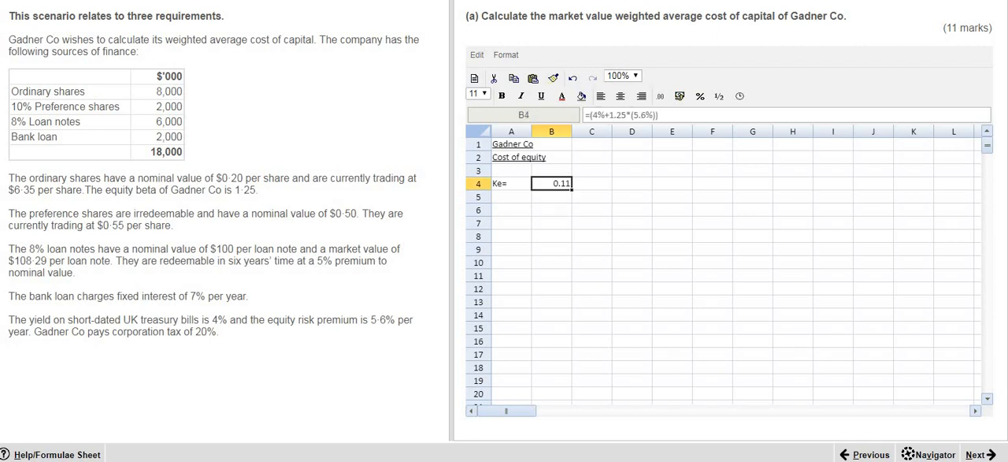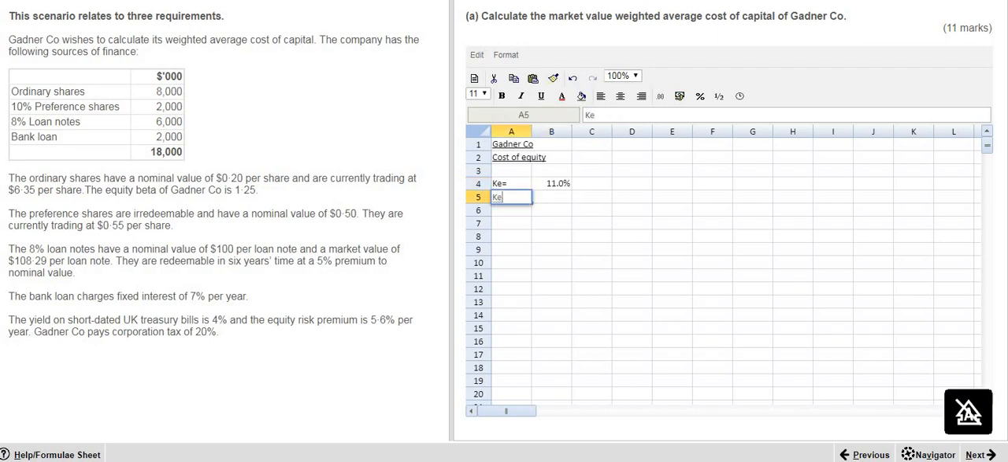Now if I don't put this in percentage, you can come here and say you want to make your answers 1 decimal place or 2 decimal places. Very easy. At the same time, when the examiner clicks the cell, it sees the workings and you get your mark for it.